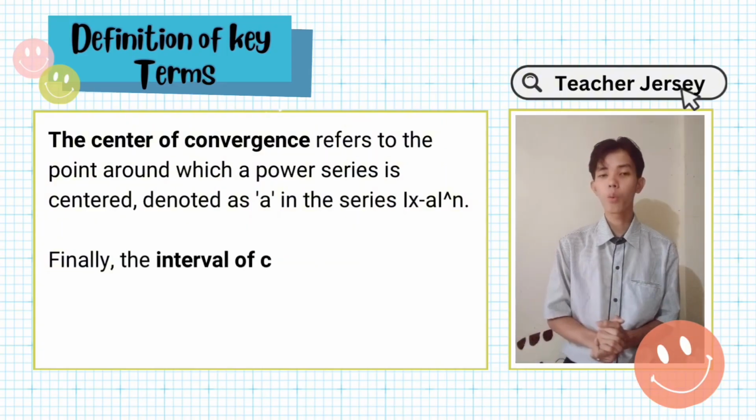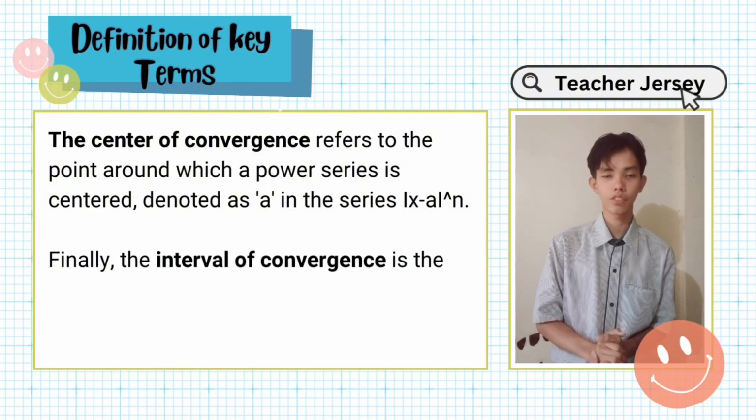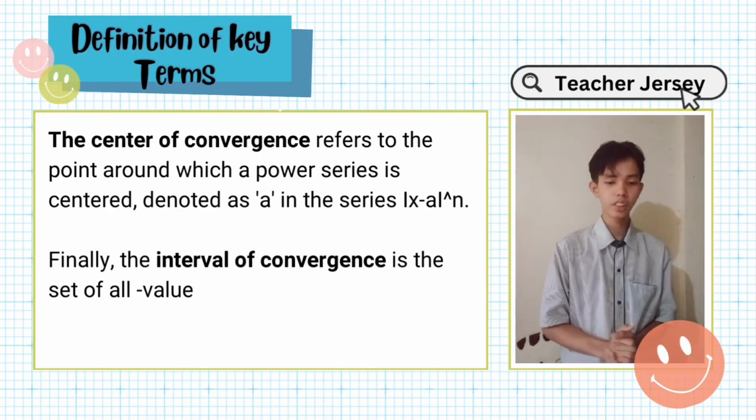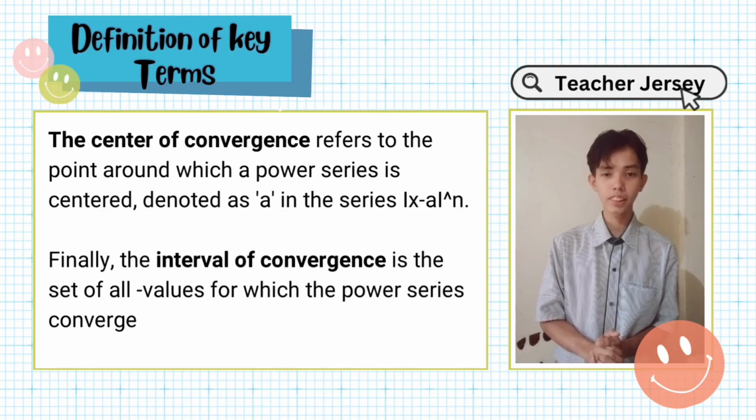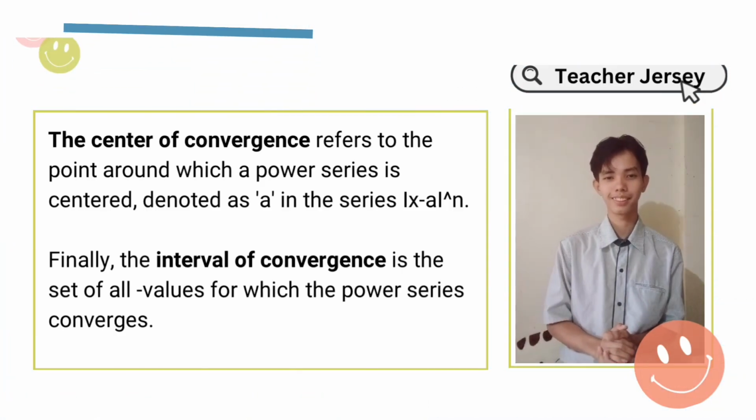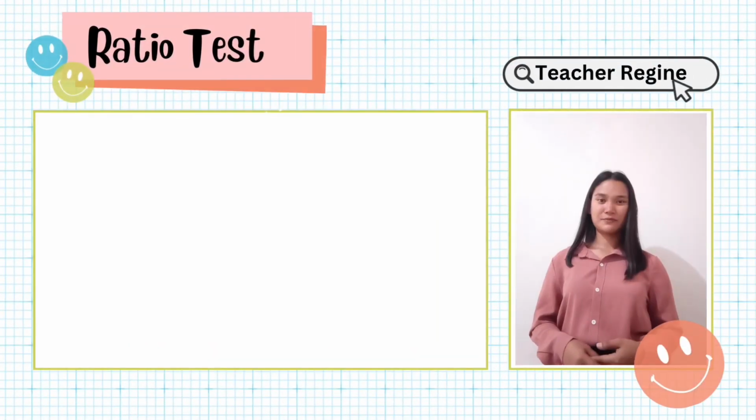Then finally, we have the interval of convergence. The interval of convergence is the set of all the values for which the power series converges. We will use the ratio test.